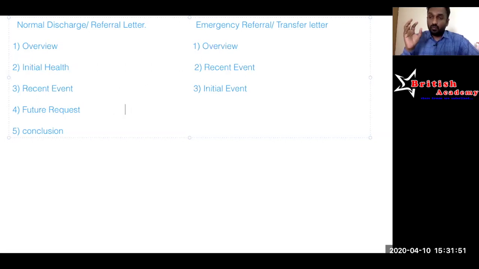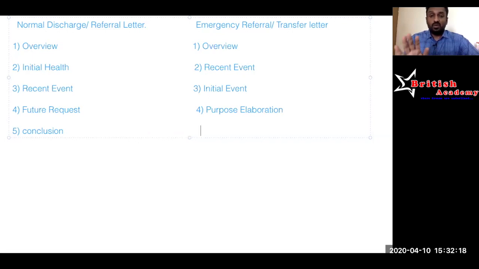Your fourth paragraph will elaborate in detail what your purpose of writing this letter is, what kind of care you need. In short, you would write in the first paragraph who the patient is, what has happened, and what the purpose of writing this letter is. Recent event describes what has happened most recently with the patient. Then comes the history, and then comes the purpose elaboration, that is future request and recommendation again. And the last one, fifth, is the conclusion.